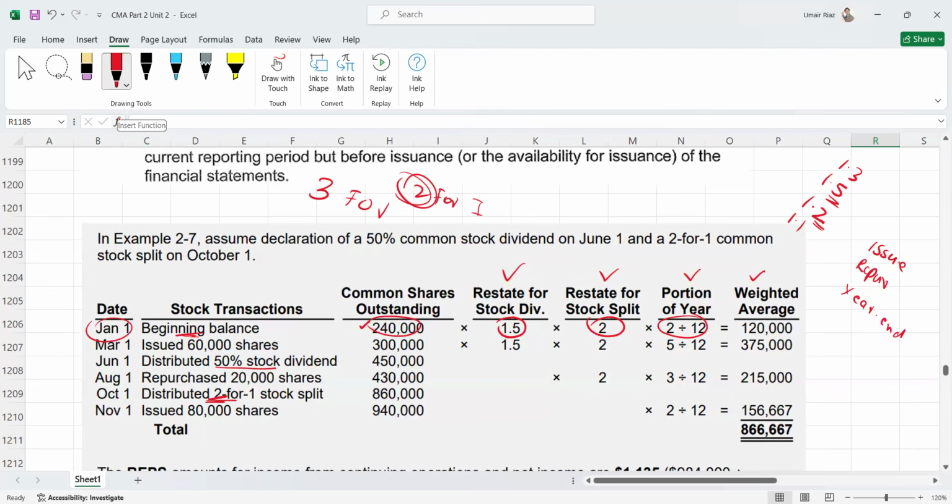So here we'll see from this date the next transaction. Next transaction, what issued? Yes, the issue word is there. So we'll count the months. These are 2 months, January and February. So 2 by 12. Now what? 240,000 multiplied by 1.5 multiplied by 2 multiplied by 2 by 12. So you will get weighted average number of shares 120,000. Then next transaction we will solve.